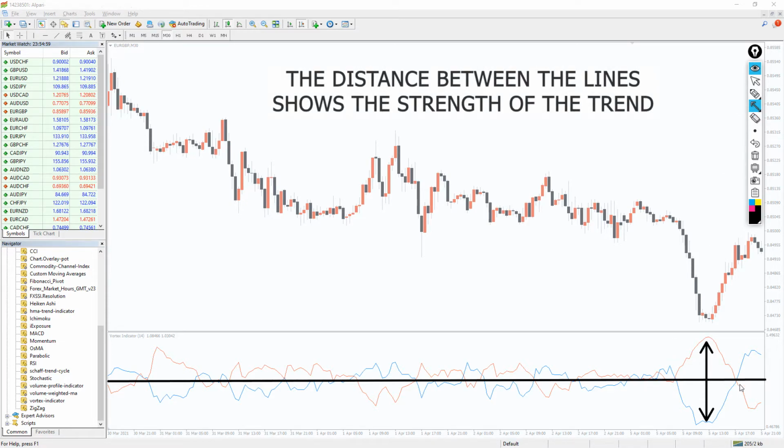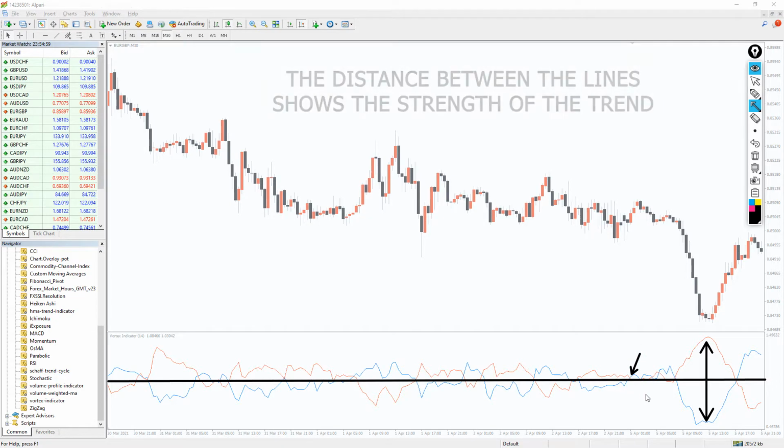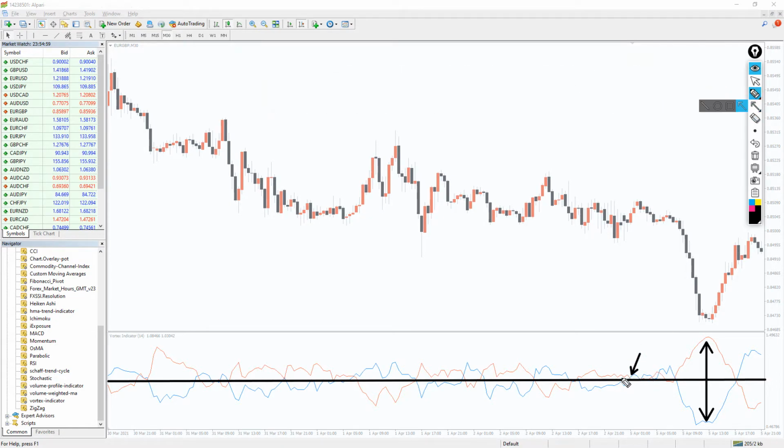The deviation of the indicator lines from each other shows the strength of the trend. The more the lines move away from each other, the stronger the market movement, and vice versa. The closer the lines, the weaker the market trend.